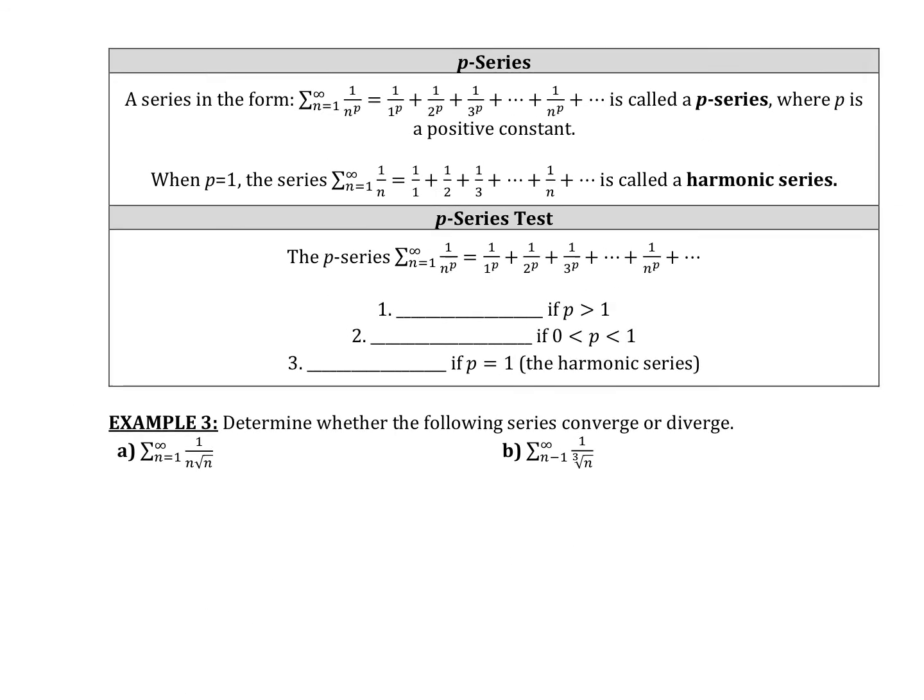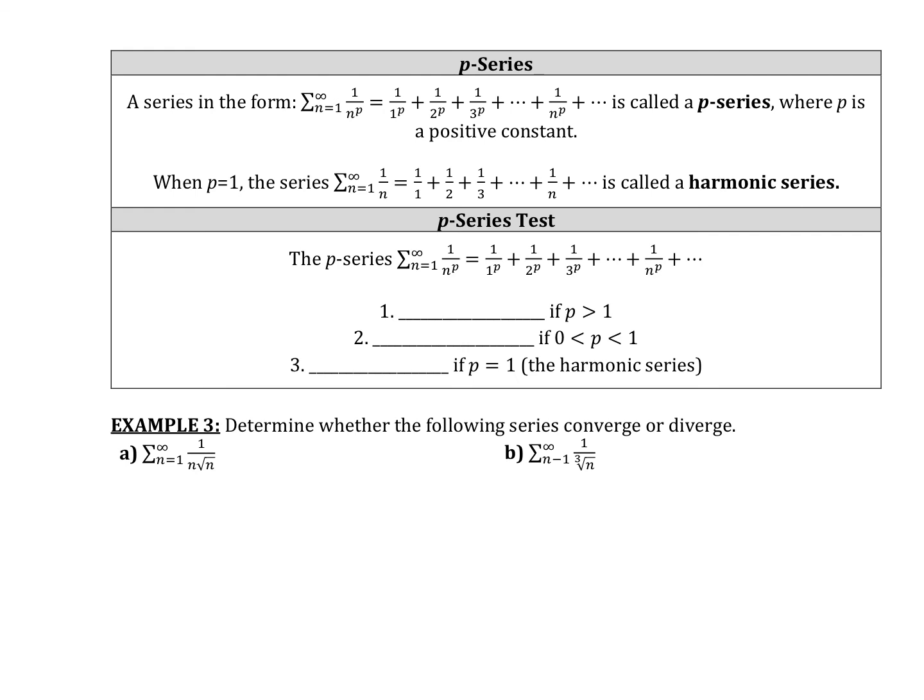All right, let's move on to the p-series test. The p-series says this. If you have a series in the form of 1 over n to the p power, where p is a positive constant, then this is called a p-series. So 1 over 1 to the p power, plus 1 over 2 to the p power, plus 1 over 3 to the p power. So keep in mind that this n is the values that we get from our series, and this p is some positive constant.